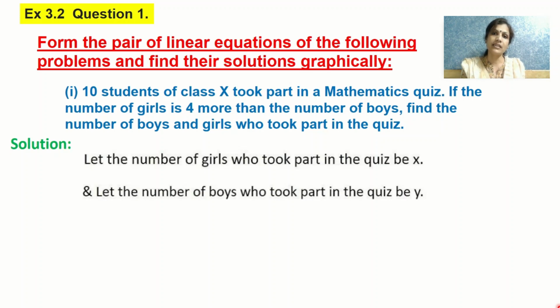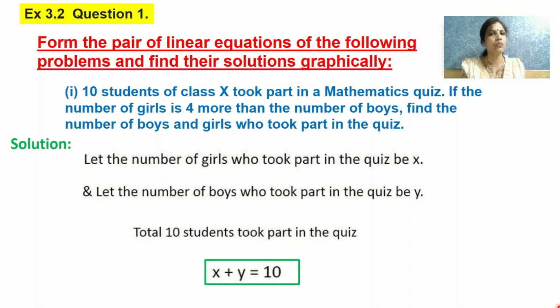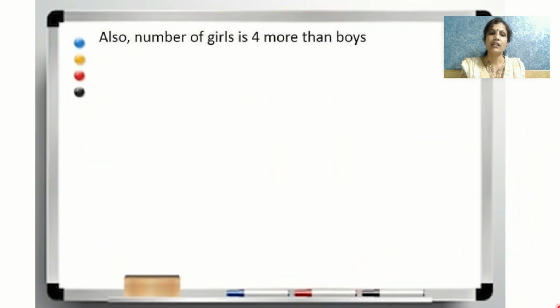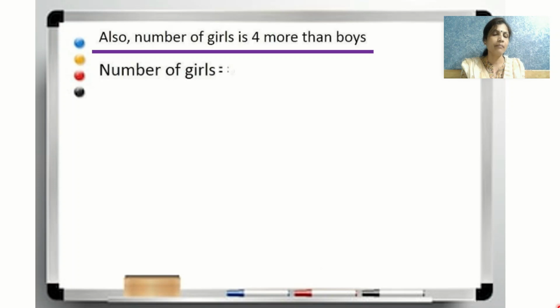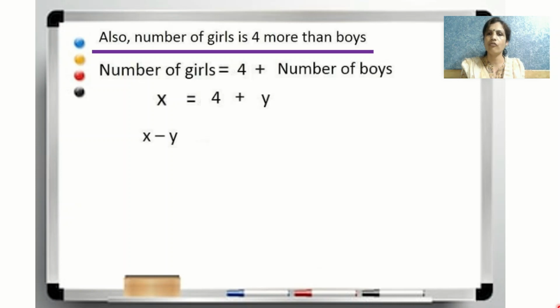Total number of students are 10, so we will write it in the form of an equation as x plus y is equal to 10. If we read the second statement, it says that the number of girls is 4 more than the number of boys. So we'll try to write this in terms of an equation. The number of girls is equal to the number of boys, but girls are 4 more than the boys, so we'll write it in this manner. In terms of equation, since we have taken the number of girls as x and the number of boys as y, we will write it in this manner. So our second equation is x minus y is equal to 4.